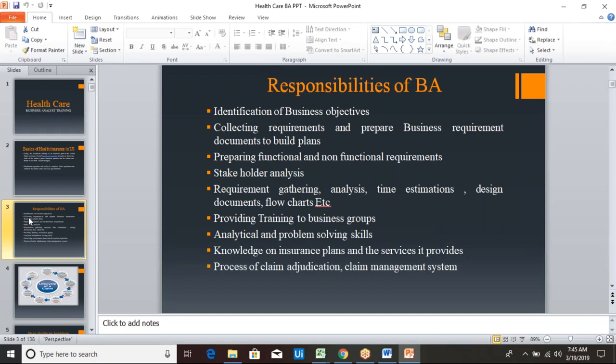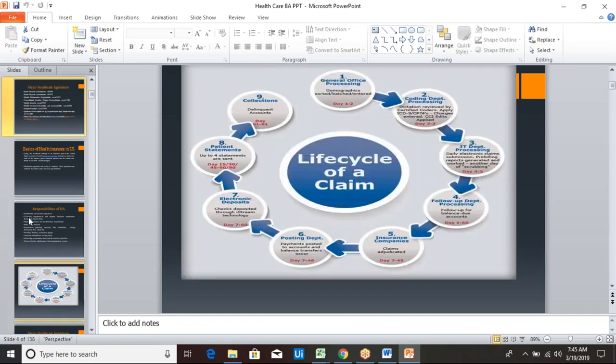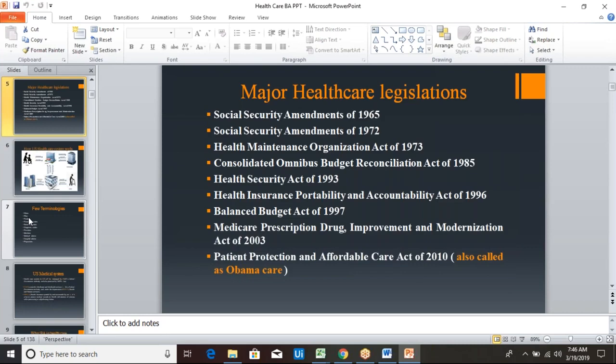So these are the responsibilities of a BA itself. Next, these are the major legislations that have taken place in health insurance and healthcare. The major ones I am mentioning here, not everything. One is the Social Security Amendment. The Social Security Amendments happened twice, in 1965 and 1972 respectively.